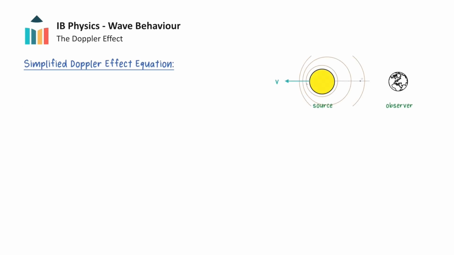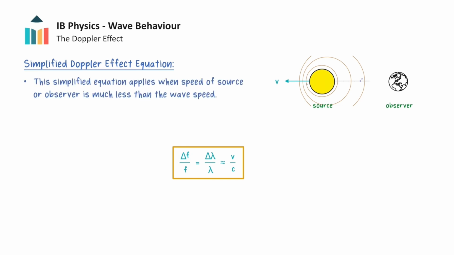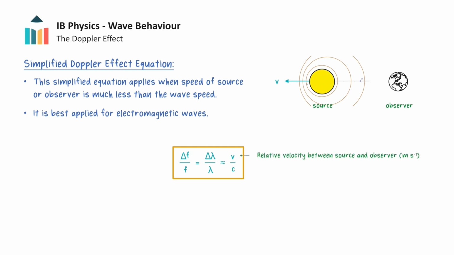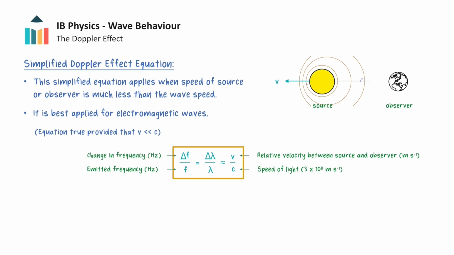To calculate the change in frequency or wavelength observed for an electromagnetic wave due to the Doppler effect, we can use the following simplified equation. This equation applies when the speed of the source or observer is much less than the speed of the wave, as is normally the case for light waves. In this equation, v is the relative velocity between the source and observer, c is the speed of light in a vacuum, f is the emitted frequency, and then delta f will give the change in the observed frequency. Alternatively, if we are given the emitted wavelength lambda, then delta lambda will give the change in the observed wavelength.